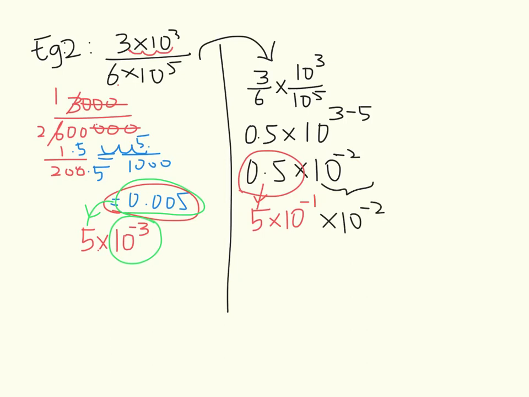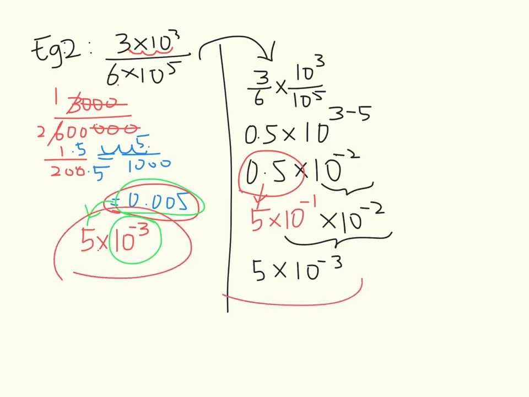And again, we will have to combine these two using the product of powers property. So you end up with 5 times 10 to the power of negative 1 minus 2, you get negative 3. So you could see from here that you have the same answer for both, but the one on the right, where we're using the rules of exponents, is actually a lot faster if you can apply them efficiently.